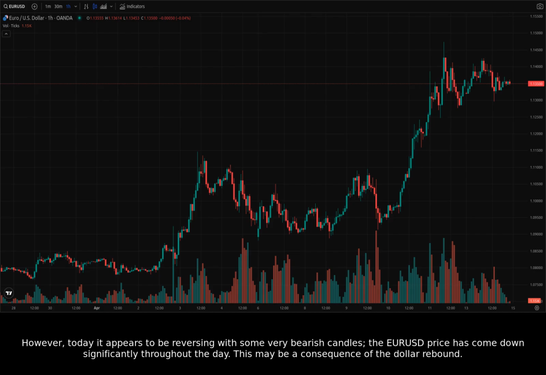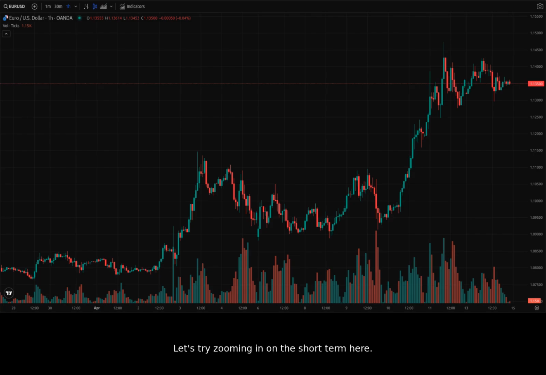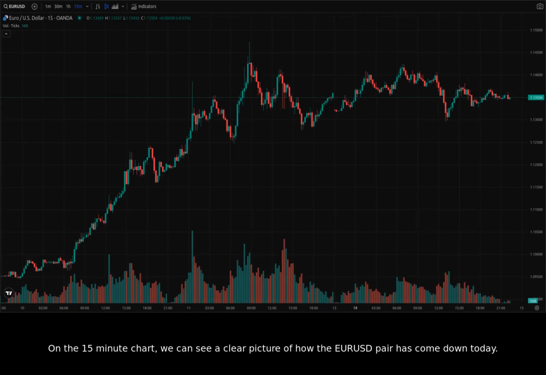The EURUSD price has come down significantly throughout the day. This may be a consequence of the dollar rebound. Let's try zooming in on the short term here. On the 15-minute chart, we can see a clear picture of how the EURUSD pair has come down today.